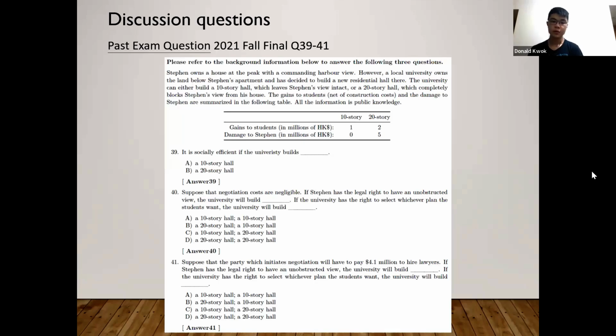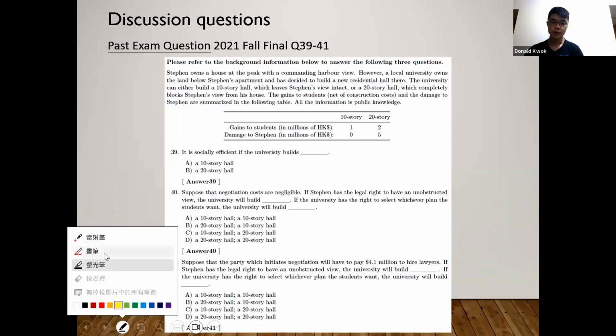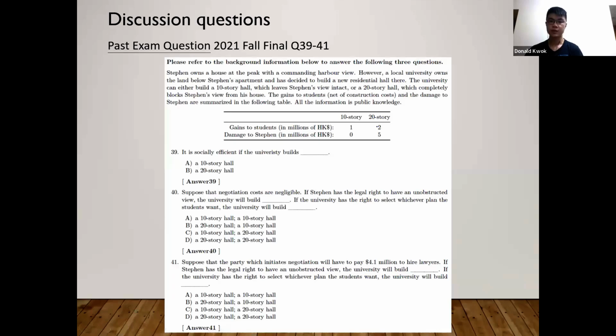Okay, so let's start with question 39 to find the socially efficient outcome. So we are going to calculate the total economic surplus of building a 10-story hall and a 20-story hall to see which would give a greater total economic surplus.